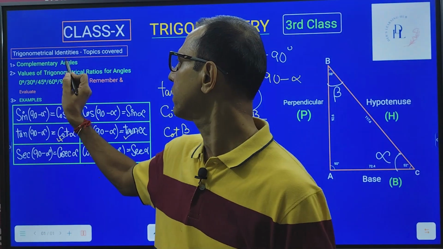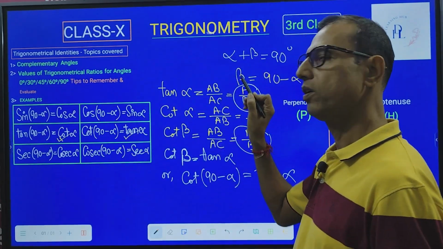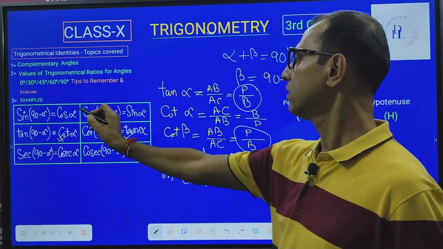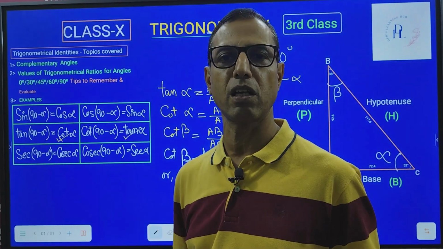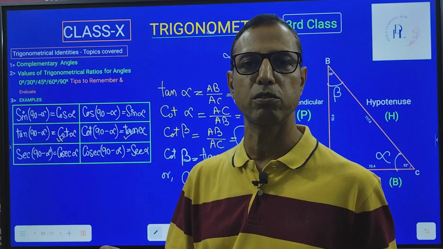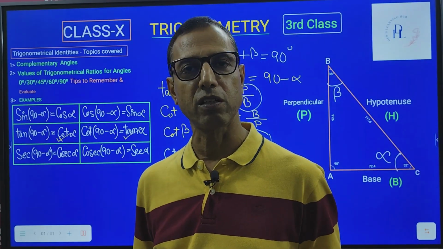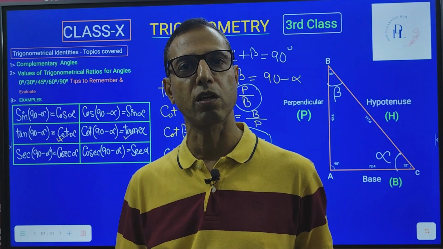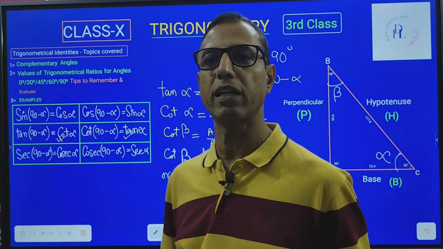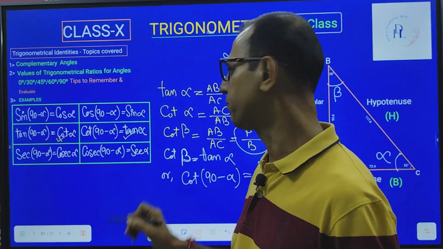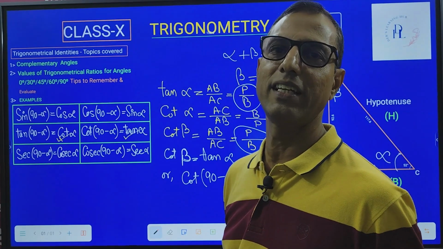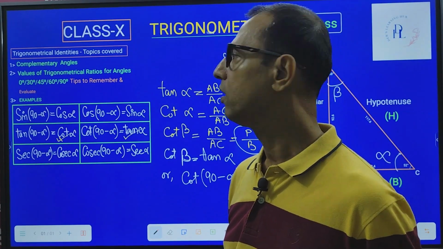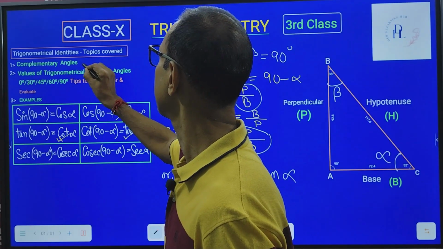We have covered complementary angles and how to prove these formulas. These 6 formulas you need to remember: sin 90 minus alpha equals cos alpha, cos 90 minus alpha equals sin alpha, sec 90 minus alpha equals cosec alpha, cosec 90 minus alpha equals sec alpha, tan 90 minus alpha equals cot alpha, cot of 90 minus alpha equals tan alpha. This is a very simple kind of thing. If you understand this formula, then it is very easy to remember. So this first topic we have covered now.